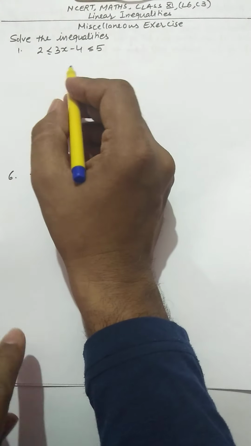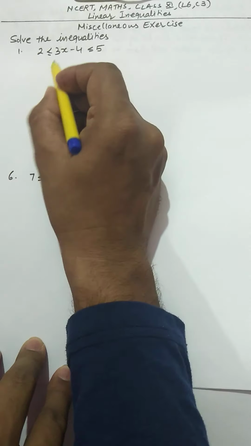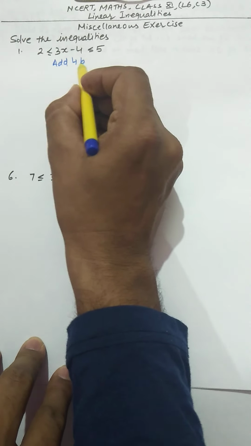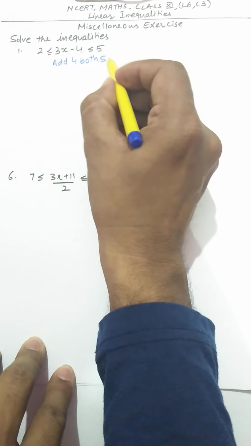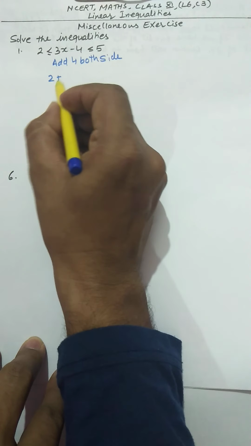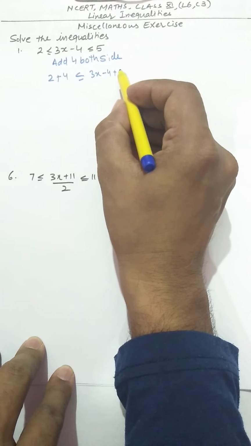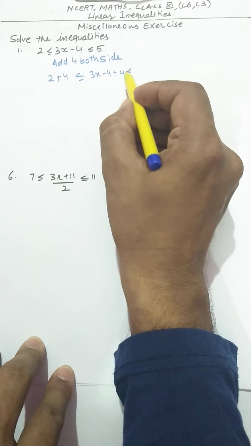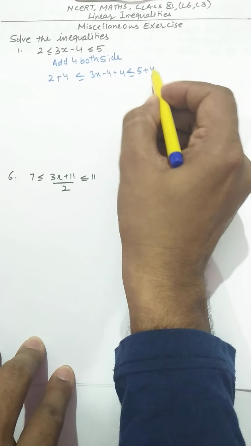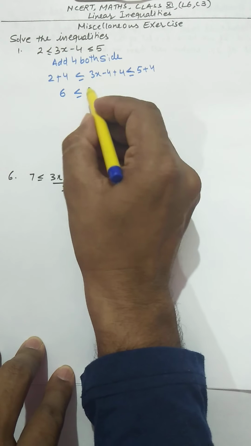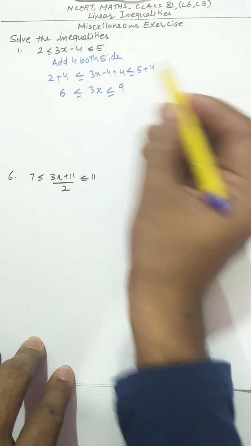So see this now, we can add 4 both side. So this will be 2 plus 4 less than or equal to 3x minus 4 plus 4, and this is less than or equal to 5 plus 4. So this is 6 and this is going to be 3x less than or equal to 9.